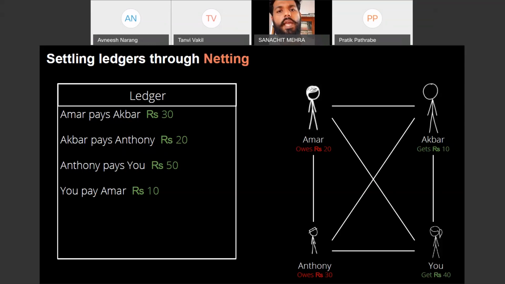So the first rule is anybody can write transactions to this, okay? And on the left, you have all the transactions. And on the right, it's actually pretty interesting because we see that Amar owes somebody $20. Akbar needs to get 10, Anthony owes 30, and you actually need to get paid 40. But who essentially is responsible for giving you this money? And what did we do here?